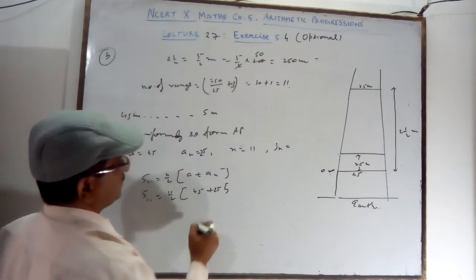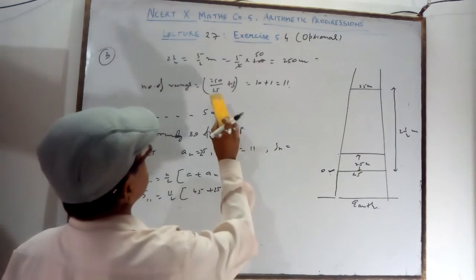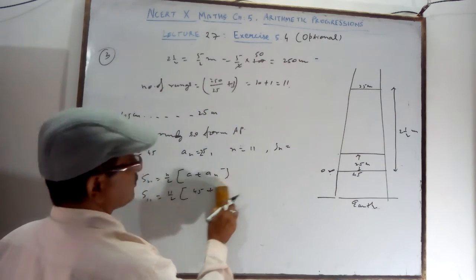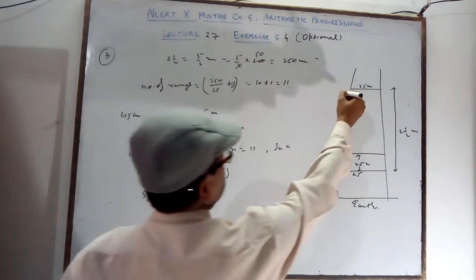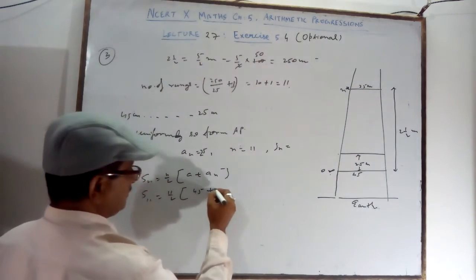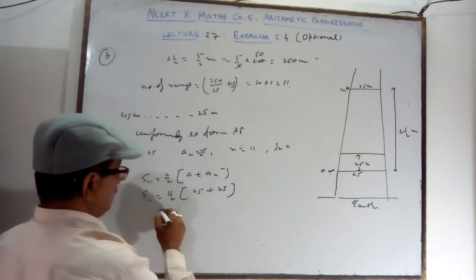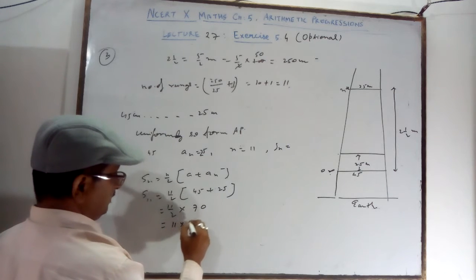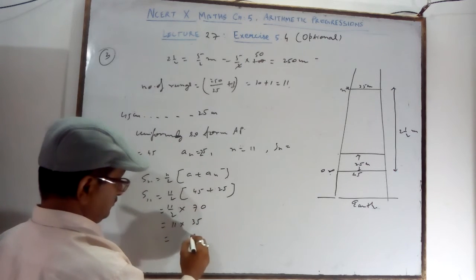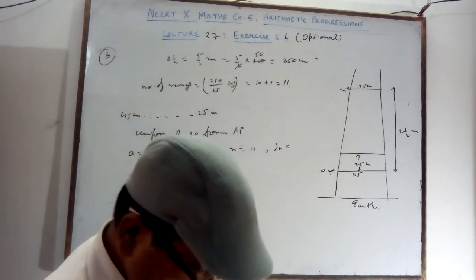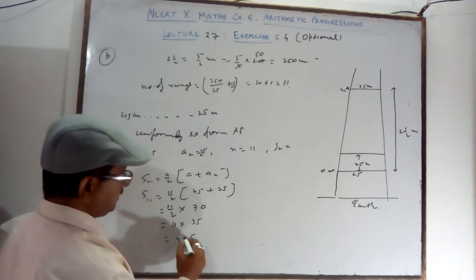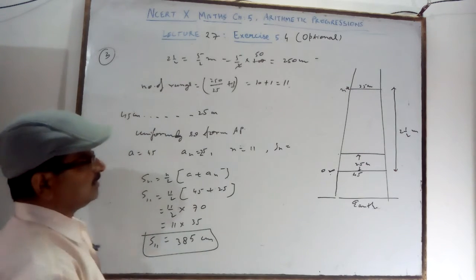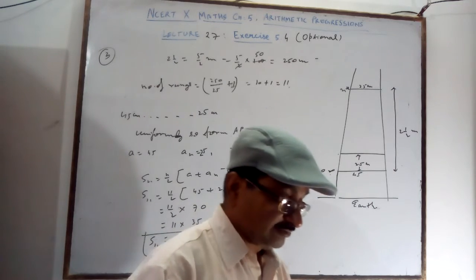AN is 25. The last one is 25, at the nth place. So 25. You add it: 11/2 into 70. So 11 into 35, which is 385. 385 centimeters of wood will be required to make this ladder. That is very important.